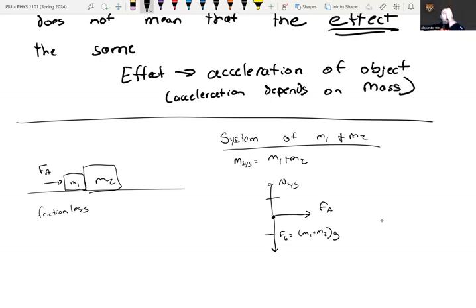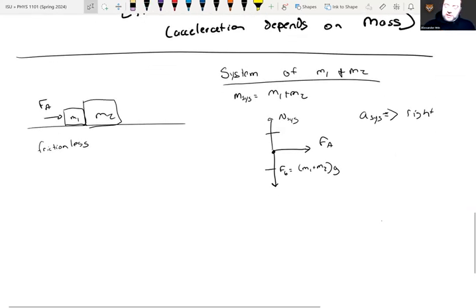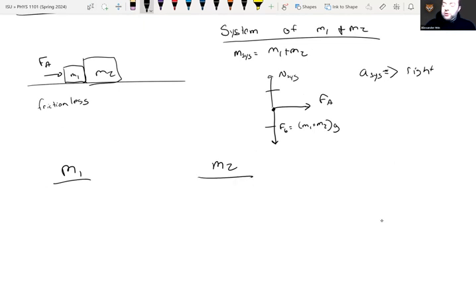But so we know from this that basically M1 and M2 are going to be accelerating to the right. So the acceleration of the system, I don't want to do numbers right now, we'll just say it's to the right. Now, what we should be able to set up is free body diagrams of both M1 and M2 and still get the system accelerating to the right, okay?